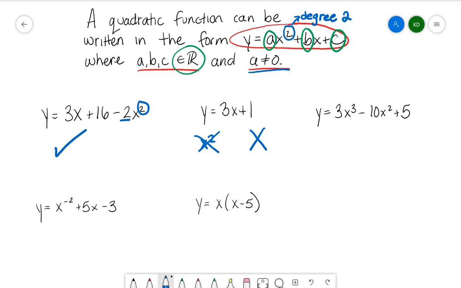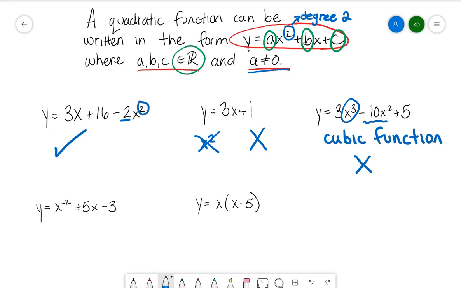When I look at the next one, y equals 3x cubed minus 10x squared plus 5, I do notice that I have this squared term, which is great because that's what I need. However, I also have this x to the power of 3. We can't have anything that has a higher exponent than 2, otherwise that's going to be increasing the degree of the function and it won't be quadratic. So this would actually be a cubic function, and the reason it's cubic is because I have a degree 3, or an exponent of 3. If something is cubic, it cannot be quadratic.